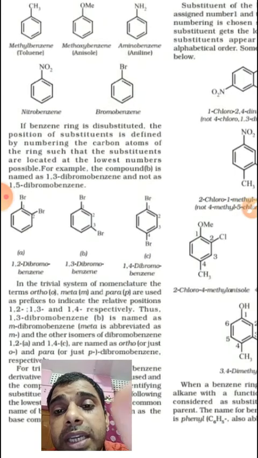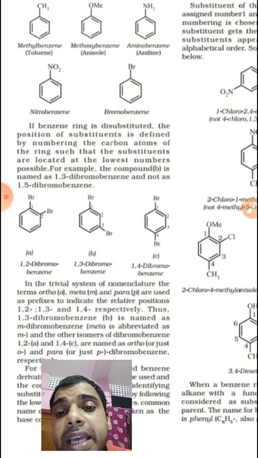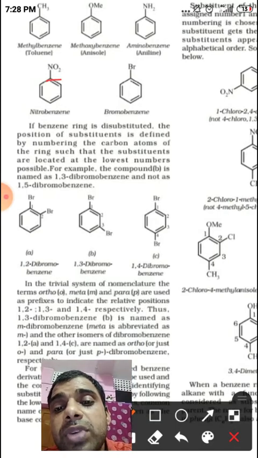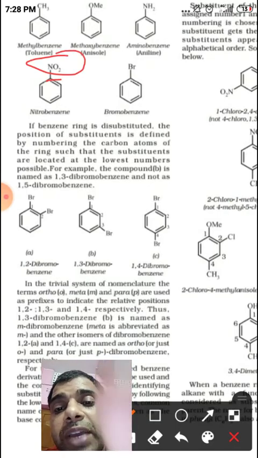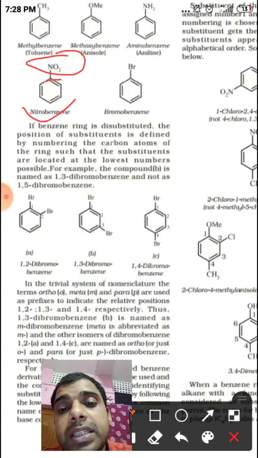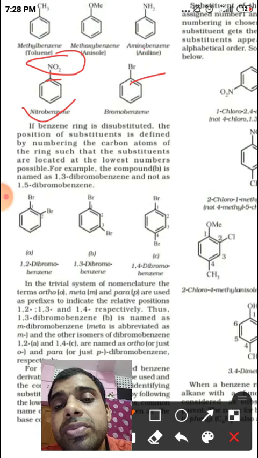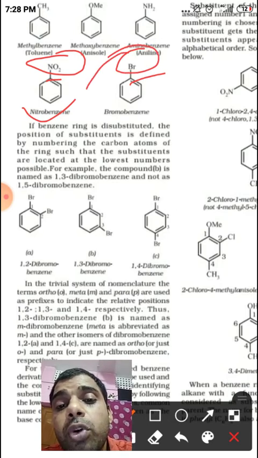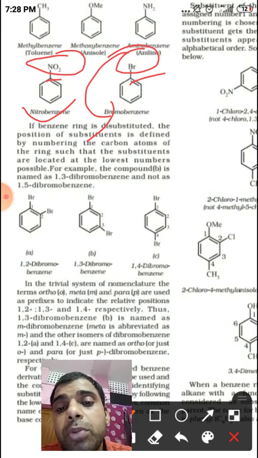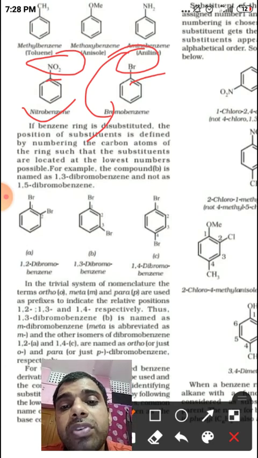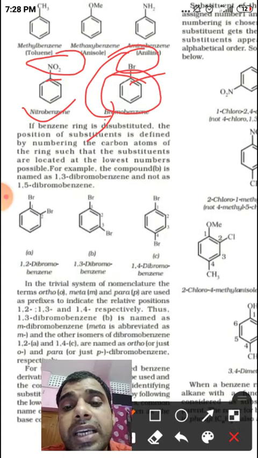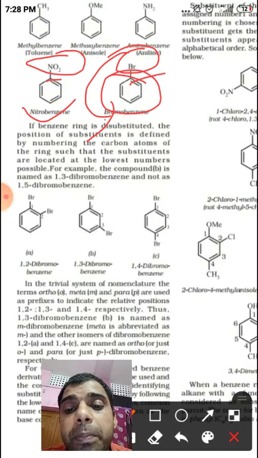Now you can see the second one here, benzene. If I remove one hydrogen from here and use NO2, then this one is called nitrobenzene. Then after removing one hydrogen, I have added bromo. You cannot say bromine, you have to write bromo, chloro, fluoro. So bromo, and this is benzene. So its name is bromobenzene.